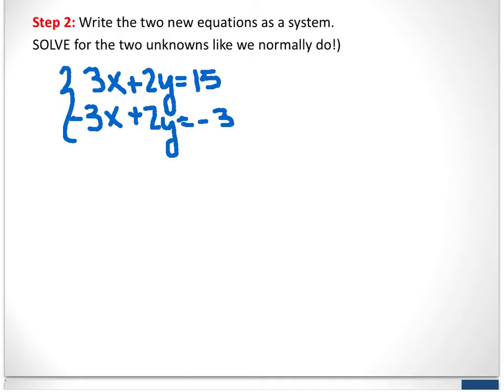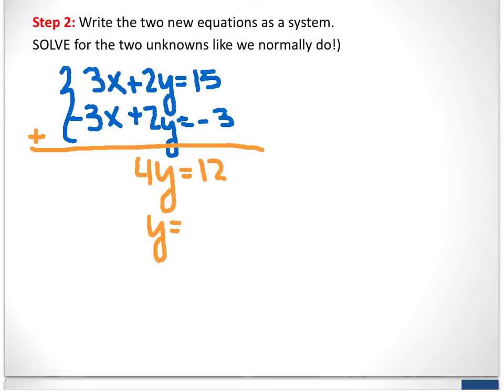What we do next is we create a system from the two equations that we just found in the first step. You want to solve this just like you normally have. This should look like a problem that you've seen over and over again. We're going to do some more elimination. You decide which variable you want to eliminate. Here it looks like x is going to be easier to eliminate, so I'm going to eliminate x. Eliminating x, I get 4y equals 12, so y is going to be 3. I'm going to box this. This is an important one.